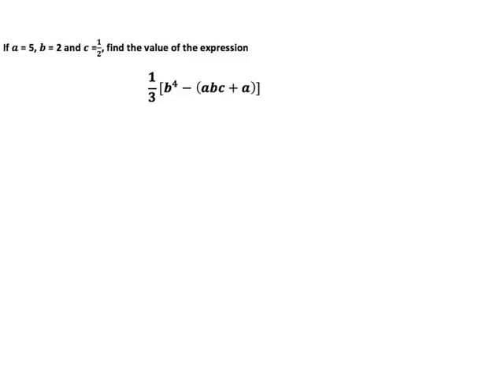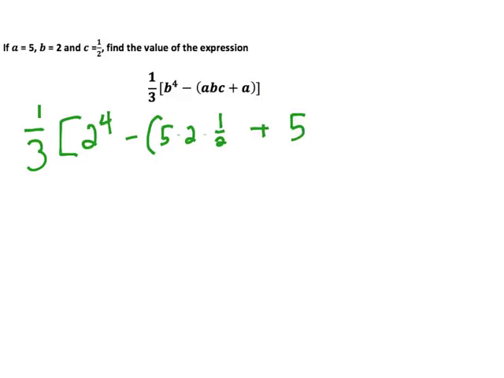Okay, if A equals 5, B equals 2, and C equals 1/2, find the value of the expression. So let's rewrite it. There's quite a lot of work in this one. 1/3 times B to the 4th is 2 to the 4th, minus, and then in parentheses, we have 5 times 2 times 1/2, and then you're going to add that to 5 in parentheses. So, let's go ahead and use our PEMDAS.